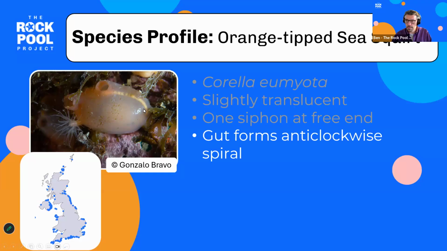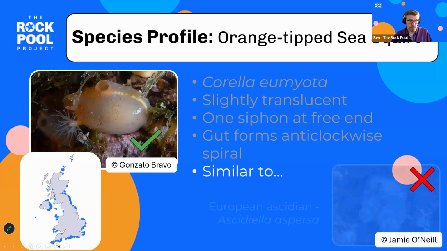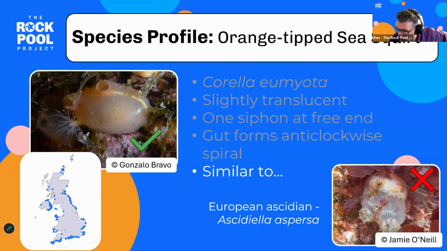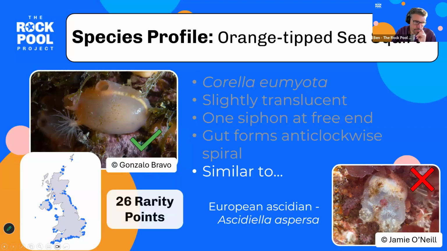Let me show you that there. And that forms an anti-clockwise spiral. It could be similar to another native species, the European Ascidian, which is sometimes called the dirty sea squirt. But that's more of a lumpy texture on the outside, whereas the orange-tipped sea squirt is very, very smooth and more see-through than the European Ascidian. 26 rarity points for this sea squirt, if you can find it.